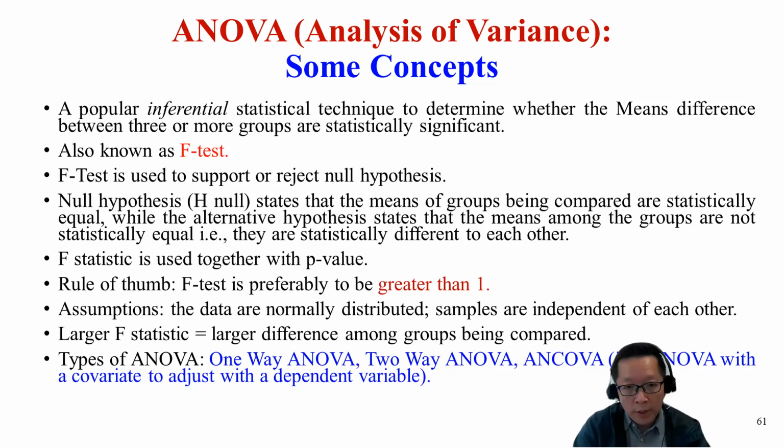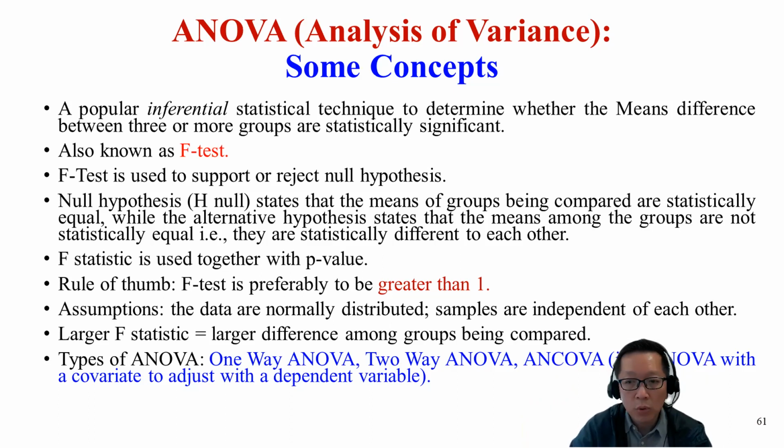So you still need normally distributed data, and your samples are independent of each other. And you want a larger F statistic, which shows a larger difference among the groups that you are comparing. There are different types of ANOVA here. We are not going to cover all of them.